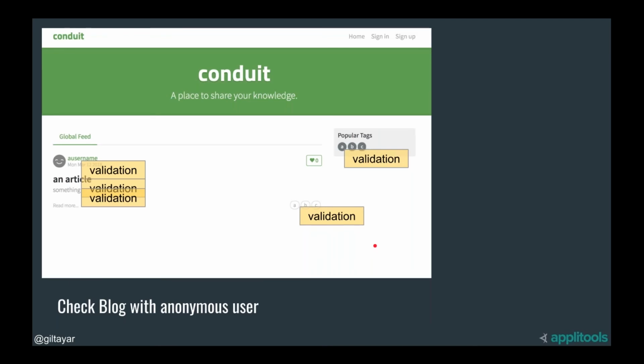Logging out will bring us to the home page of this blog. And there's a lot of things to validate here. We need to validate the popular tags. We need to validate that there's one post and the username and the title and the content and the tags of that blog post. A lot of things to validate. And not only that, we need to click on the article, go to the blog page, and validate that also.